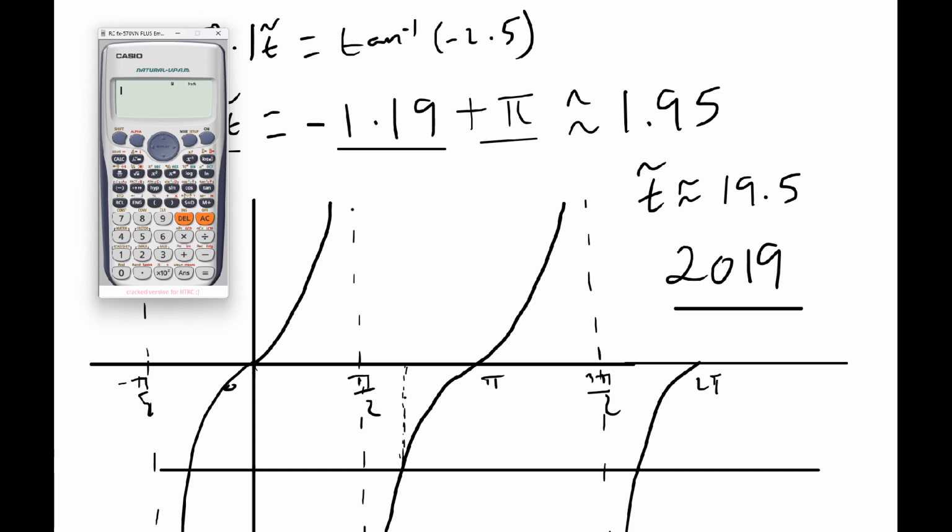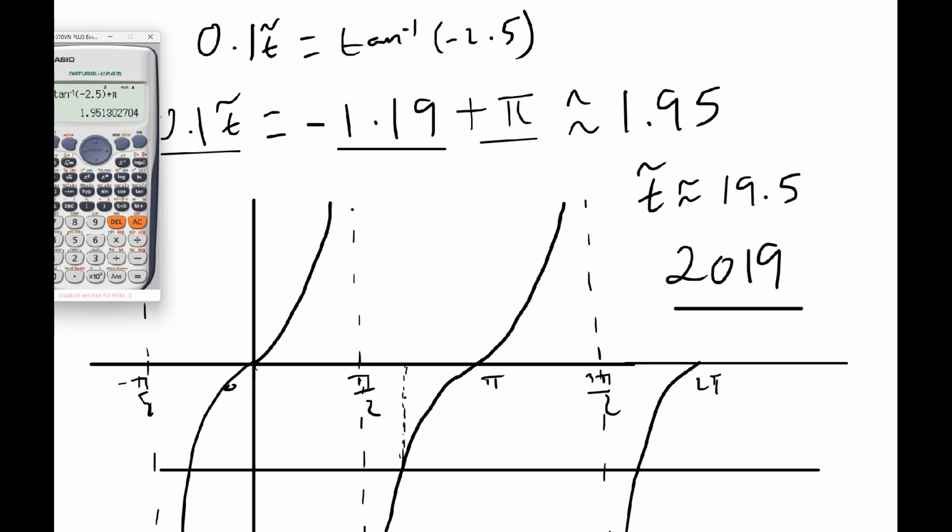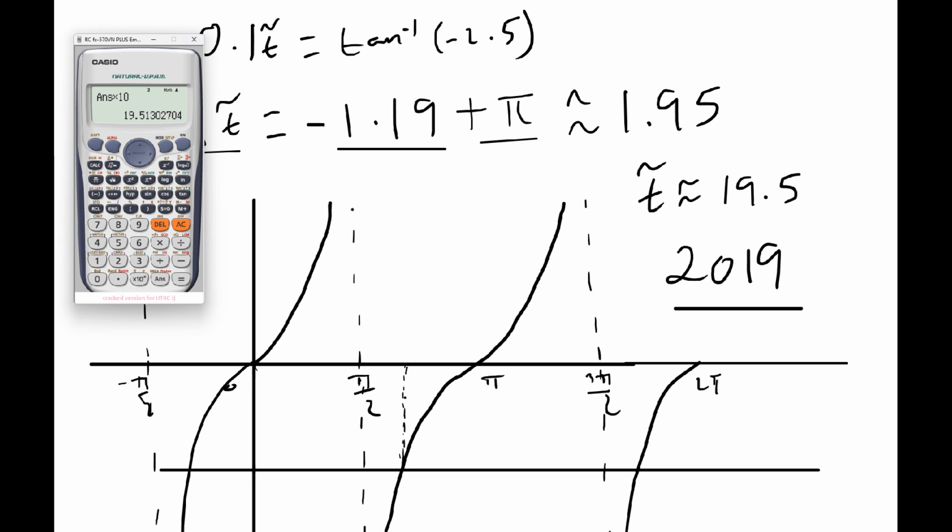So the actual value, we can do shift tan of minus 2.5 and then add pi. And we actually get 1.951. That's 0.1 t, so if we multiply it by 10, we'll get 19.513. So that is how many years after the start the rabbits will be extinct on the island. If it starts in the year 2000, this is going to be roughly halfway through 2019, just adding on the time.